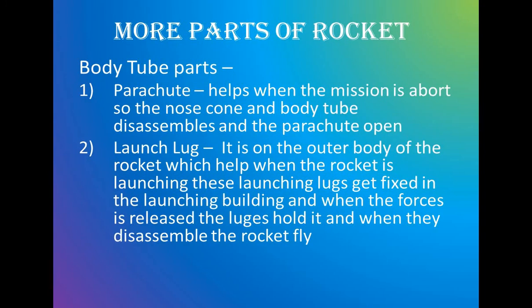Now body parts. Body parts have a parachute. The parachute is used when the mission is aborted. So the nose cone and the body tube disassemble and the parachute opens. We have discussed the launch lug, I have told you that it is on the outer body of the rocket, which helps when the rocket is launching. These launch lugs get fixed in the launching building, and when the forces are released, the lugs hold it, and when they disassemble, the rocket flies.